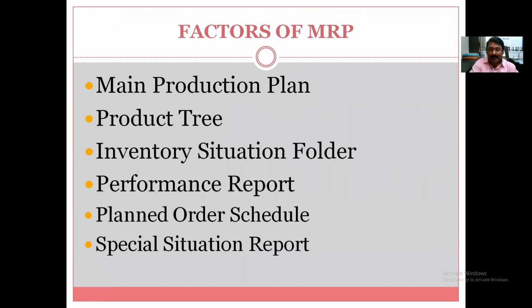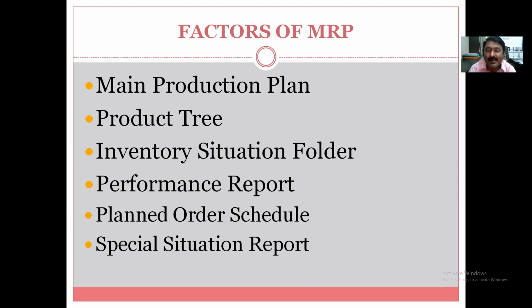Okay, so the main factors of MRP. You can say the main production plan. What is the production plan for any of the products? What are the different products required, and what are the different materials required as per the production plan, and when are they required? In your production plan, some of the forgings are required in the month of March. Okay, you can demand them at the end of February also.